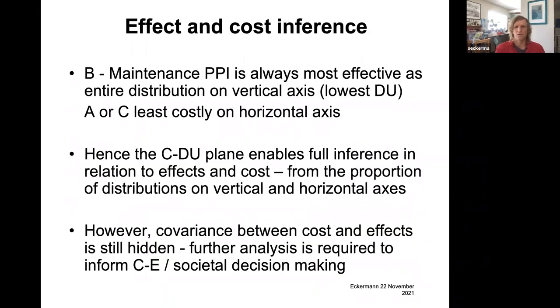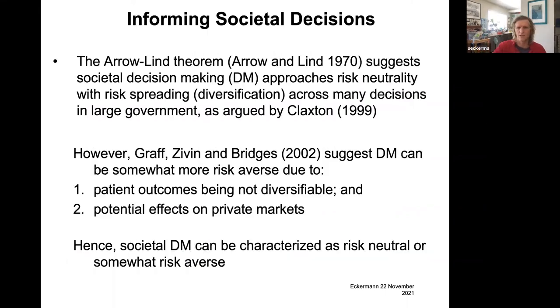Okay, so B is always the most effective, it's the entire distribution on the vertical axis, and A or C the least costly. So hence the cost distribution plane enables full inference in relation to effects and costs graphically, and from the proportion of distributions on the vertical and horizontal axes respectively. However, what's the key thing? The key thing for a health economist is around joint costs and effects and net benefit, and that's still hidden. So we need further analysis to inform societal decision-making around cost effectiveness.